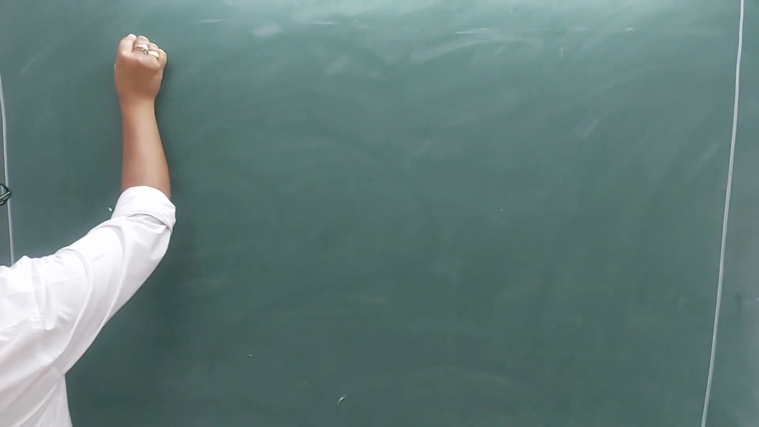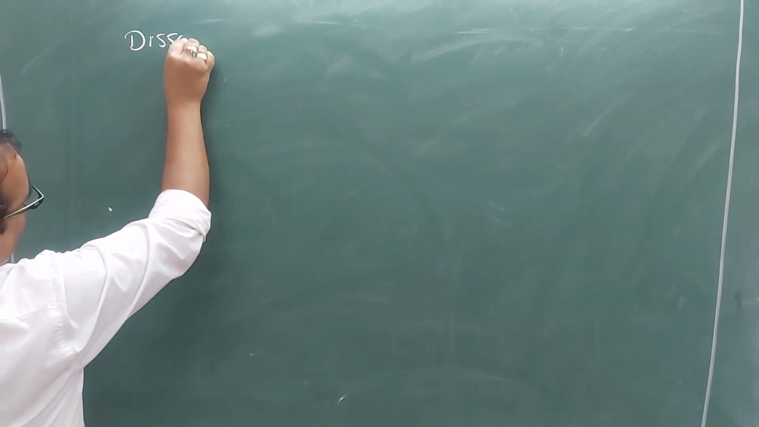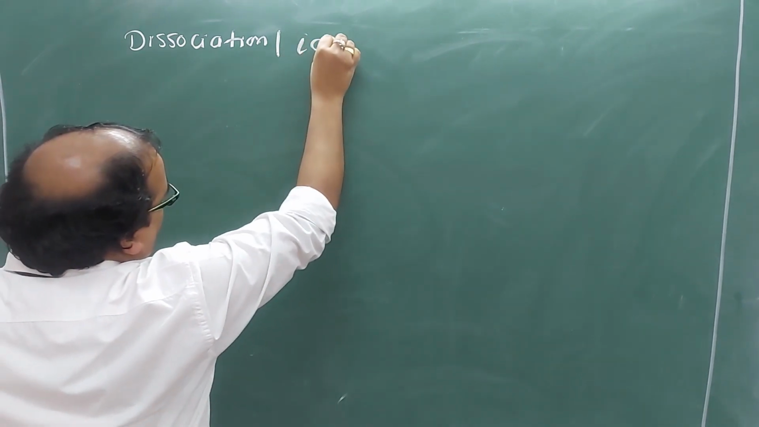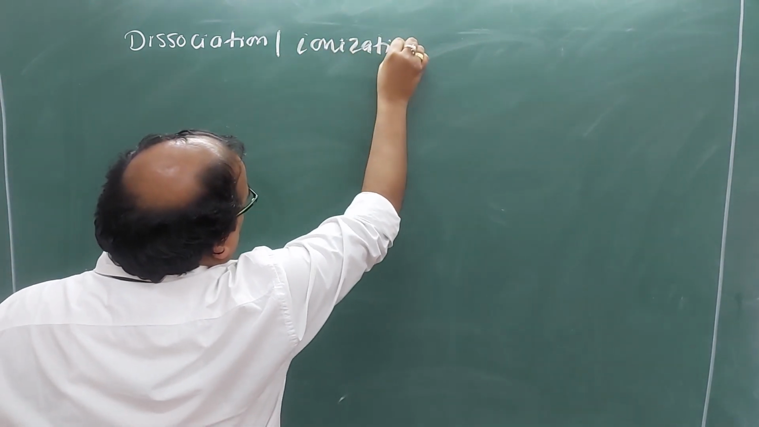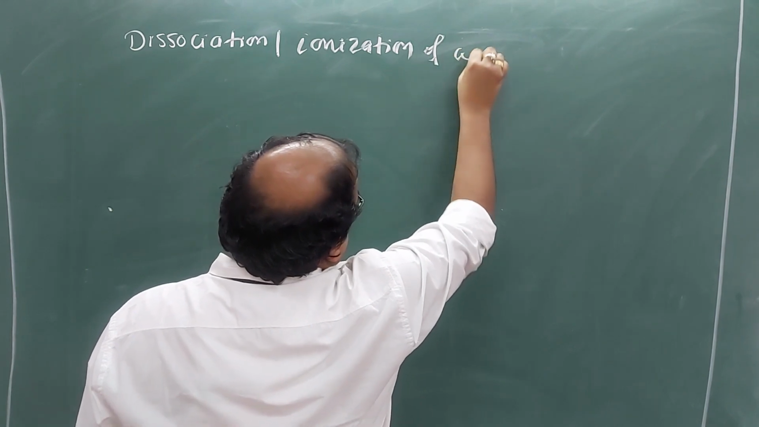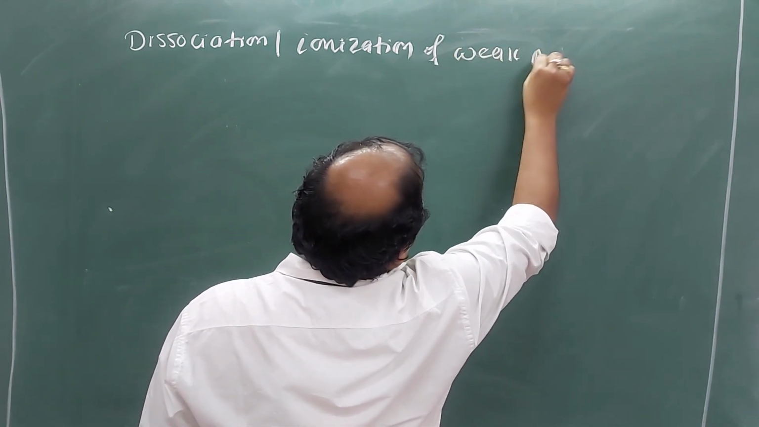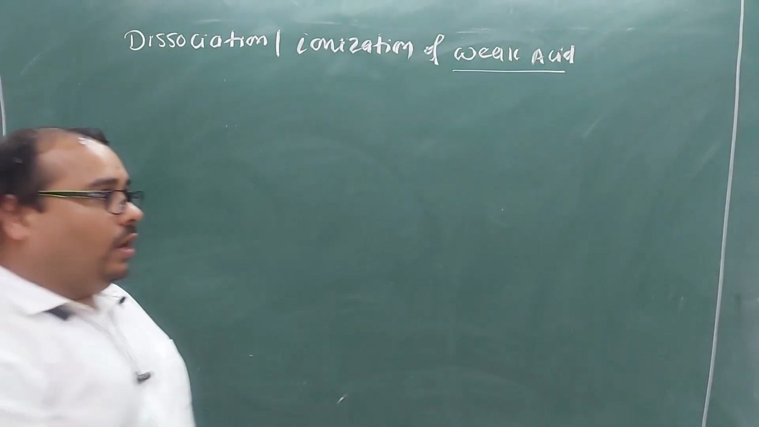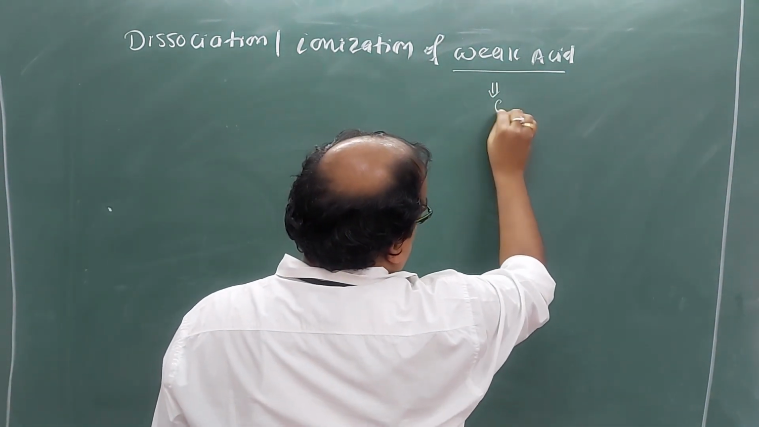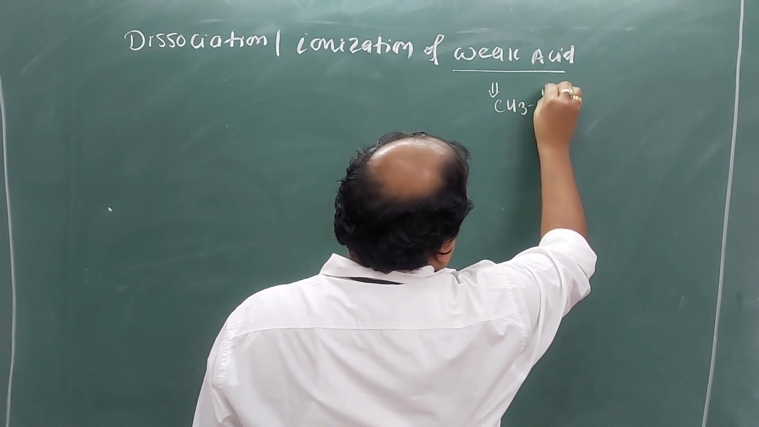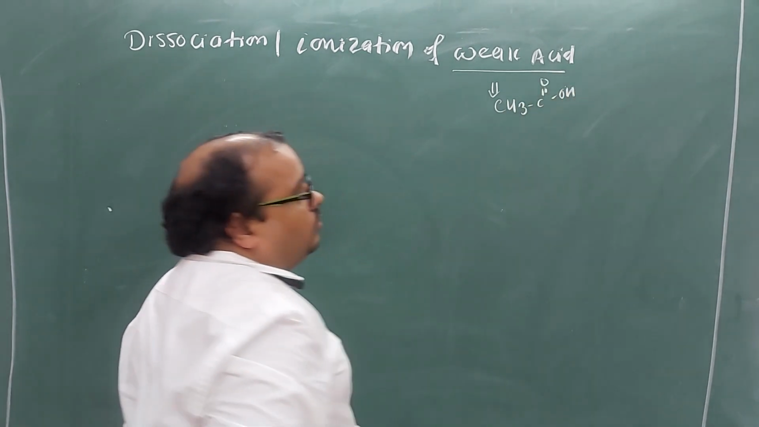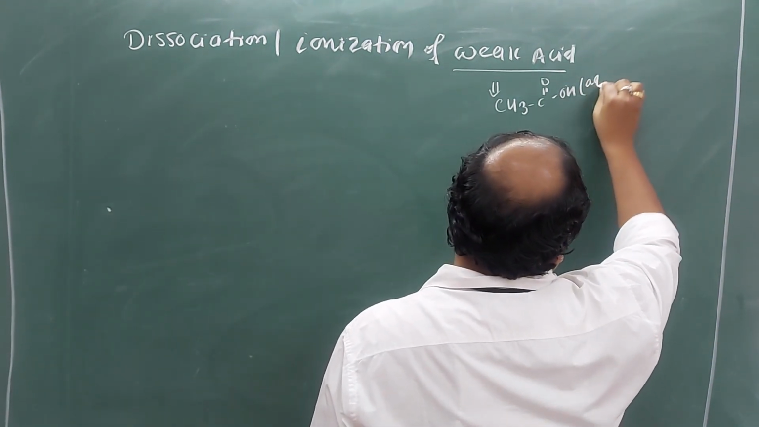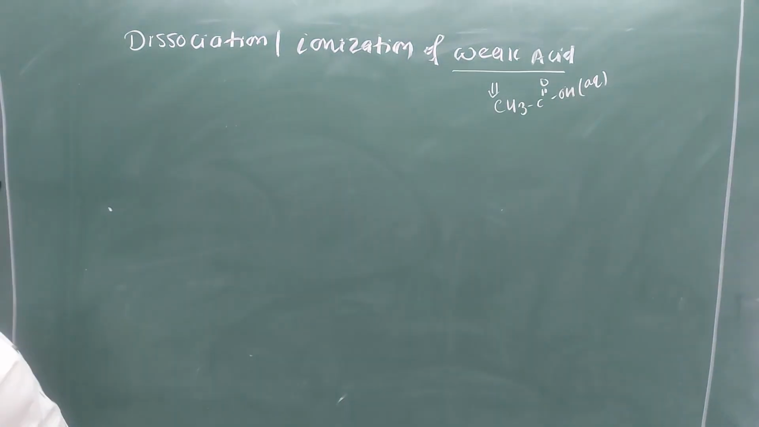So give the heading here: dissociation or ionization of weak acid. We can take any one example. I am taking here the dissociation of acetic acid in the aqueous solution. Acetic acid in the what? In the aqueous solution. So what will happen here?